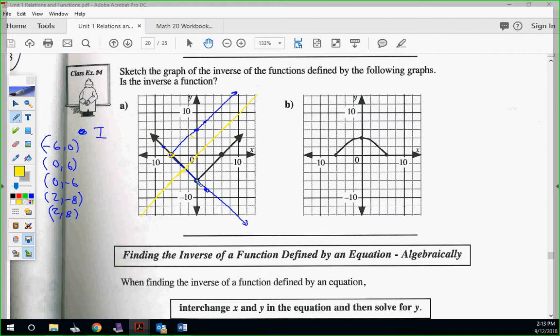Okay? How about you try B? See if you can do B. Oh, sorry. Is the inverse a function?